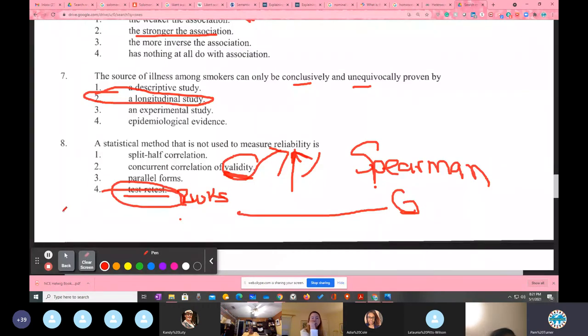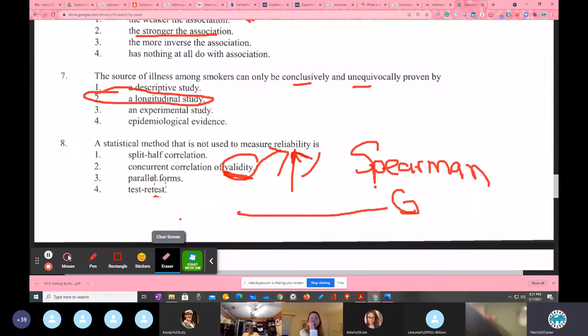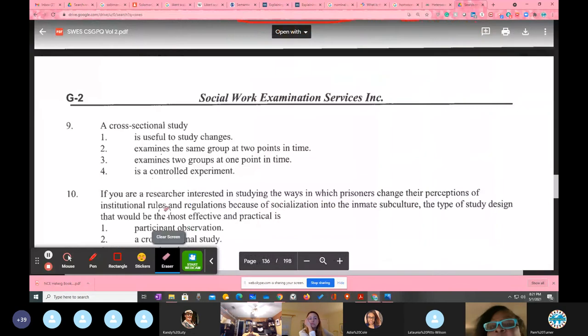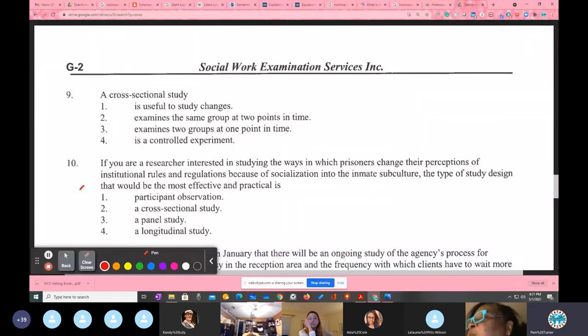If you've ever tutored with me individually, I'll say to you, between the tests, what did you do differently? Because even at 2 weeks, I can prove it. But I also know that if I have studied the exact same way, the exact same material from the first time I took it, and I take it again in 90 days, I'm going to get pretty close to the same score. That's test-retest reliability. Okay. A cross-sectional study, we talked about that one, examines two groups at one point in time, right? I'm in front of Walmart in my city, you're in front of Walmart in your city, that's cross-sectional.